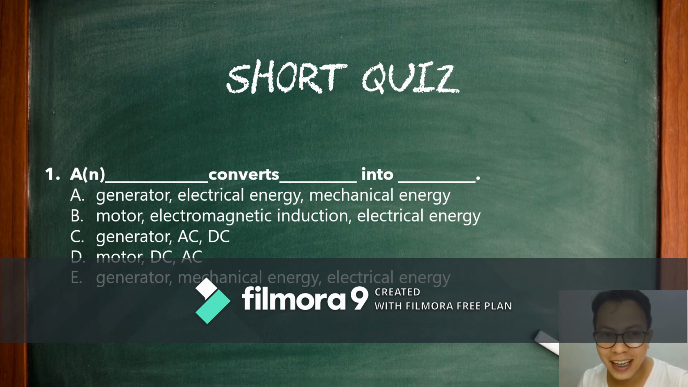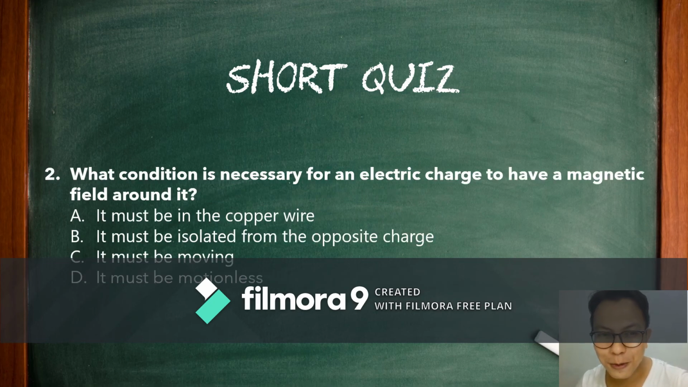Number one, write only the letters that correspond to the correct answer. Number one, a blank converts blank into blank. You can pause this video so that you can have a lot of time to think. What do you think is the answer? Number two, what condition is necessary for an electric charge to have a magnetic field around it? A, it must be in the copper wire. B, it must be isolated from the opposite charge. C, it must be moving. Or letter D, it must be motionless.